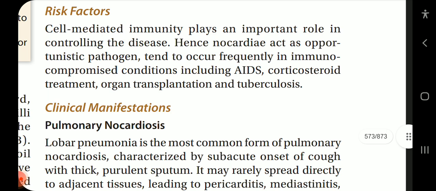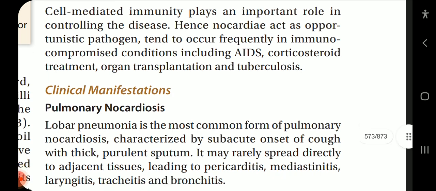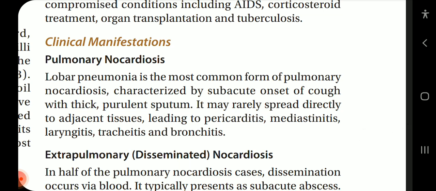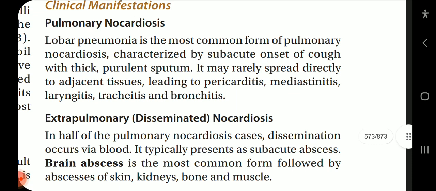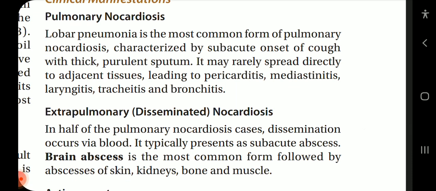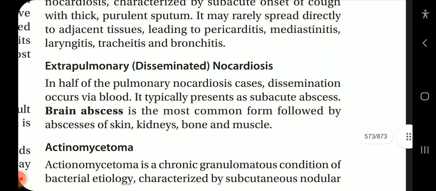Now, the risk factor: cell mediated immunity plays an important role in controlling the disease. Hence, nocardia act as opportunistic pathogens, and tend to occur frequently in immunocompromised conditions, including AIDS, corticosteroid treatment, organ transplantation, and tuberculosis. Clinical manifestations: pulmonary nocardiosis. Lower lobe pneumonia is the most common form of pulmonary nocardiosis, characterized by subacute onset of cough with thick purulent sputum. It may rarely spread directly to adjacent tissues, leading to pericarditis, mediastinitis, laryngitis, tracheitis, and bronchitis.